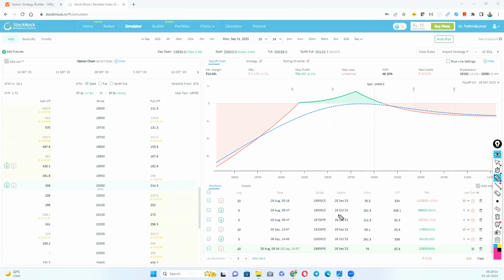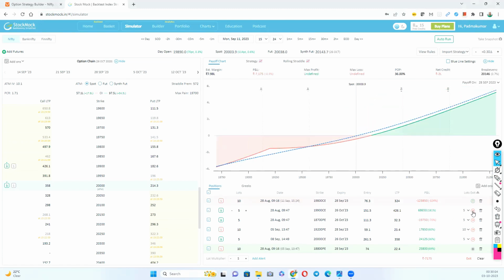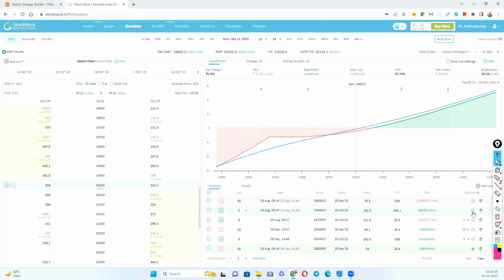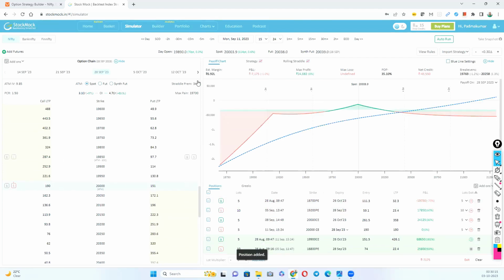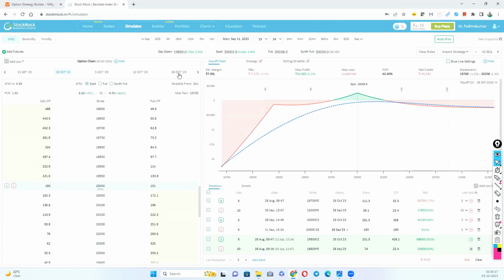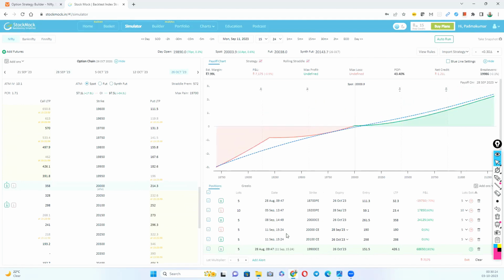Now I'll close the 19,800 call, and the 19,900 call also will close. So 200 points will roll up, right? 200 points means from September 20,000 sell and October 20,100 buy. This is the call calendar spread rule. This is an actual setup rule.